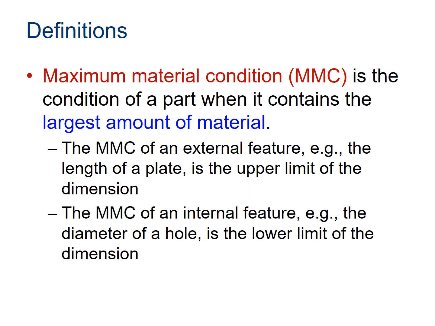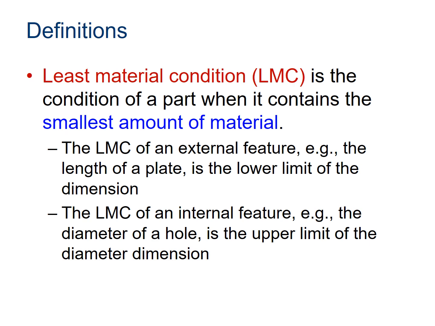Okay, let's look at a couple more definitions here. You have this term maximum material condition. That's the condition of a part where it contains the largest amount of material. This would be a specification where I'd have the length of the plate having an upper dimension, or in this case, the maximum amount of material would be the diameter of the hole. It means that the lower limit of the dimension would correlate to the maximum material condition. And these correlate to cost, right? Because the more material I use, the more a part costs.